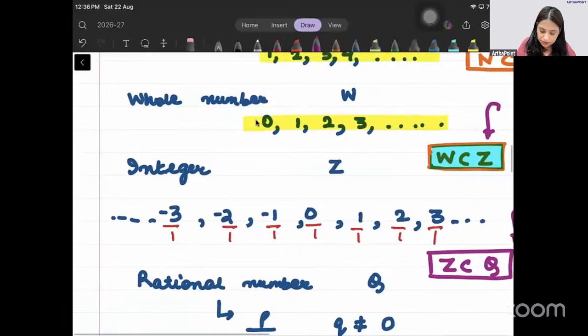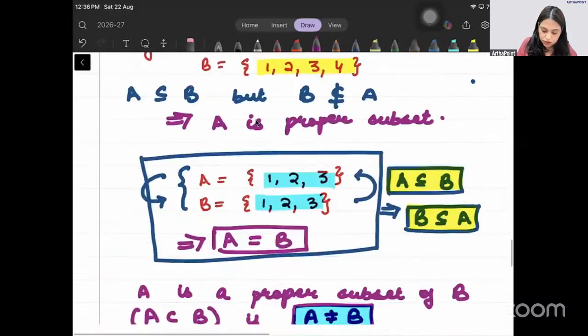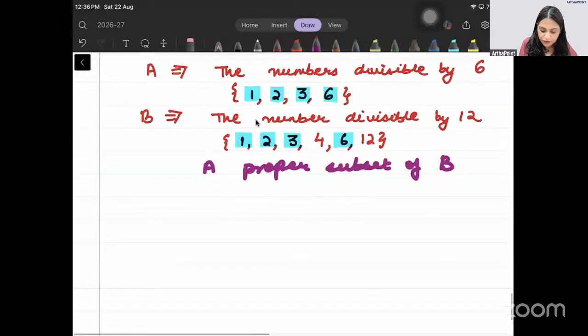No, then also it will not be equal now because there will be 4 also in it. Okay, clear?